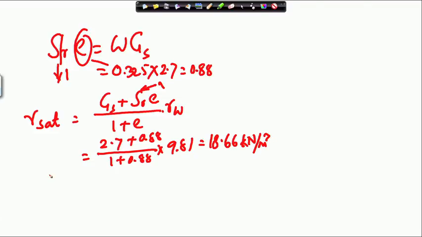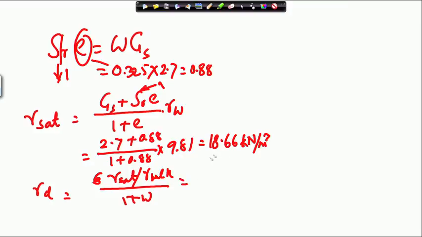Similarly, as we have derived, gamma D will be equal to gamma sat, or gamma bulk, divided by 1 plus W. So, we have got 18.66 divided by 1 plus W, that means 1 plus 0.325. So, this gives you 14.01.